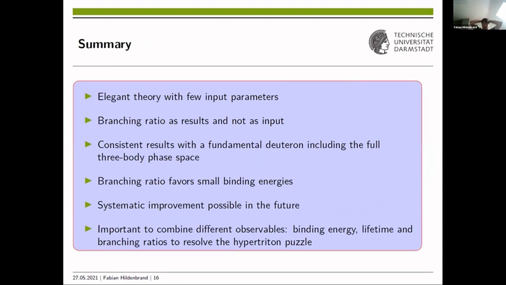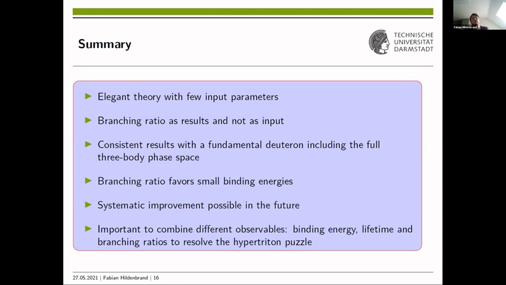Since I always want to make it brief, what is the summary to take home? I think our theory is a very elegant theory with only a few input parameters. You basically just need the binding energy, and you get, for example, the branching ratio as a result, and it's not an input here. If I got it correctly, this is the main difference from the calculation we will hear about in the next talk. This is a consistent result with the fundamental deuteron, including the full 3-body phase space. Our branching ratio at least favors small binding energies. Systematic improvement is possible in the future.